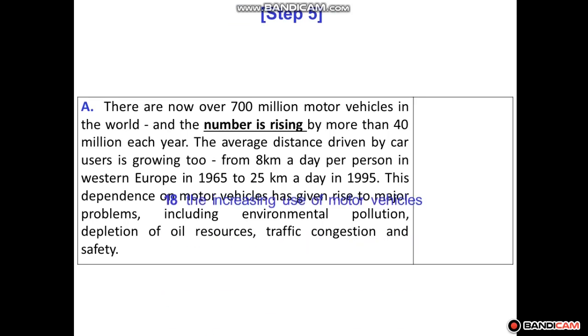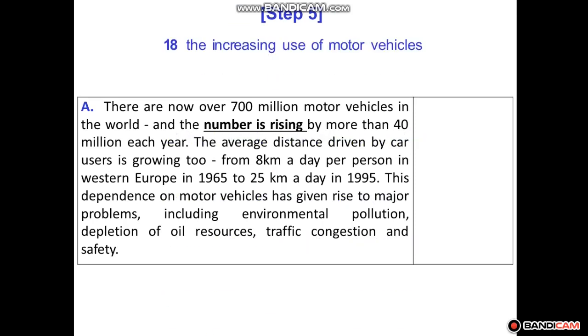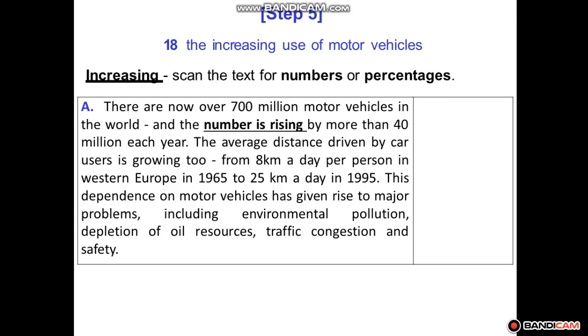Now this is paragraph A, and here we have statement number 18: increasing use of motor vehicles. Well, that could be in the beginning, because it is hinting at the present situation. Now here we have the keyword, number is rising. Okay, increasing, and here it's increasing.